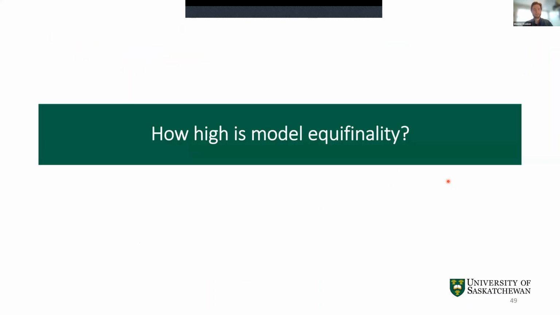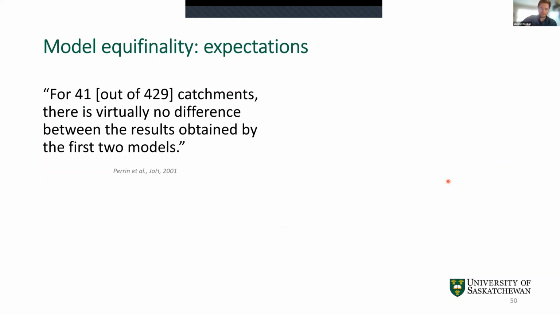Now, on to the next question. We've now looked mostly at the best model in each catchment, but that doesn't really tell us how many models are approximately equally good in every catchment. So now we move on to how high is model accuracy finality. And for this, we can define some expectations by going to Perrin et al. from 2001, which in my opinion is an excellent paper.